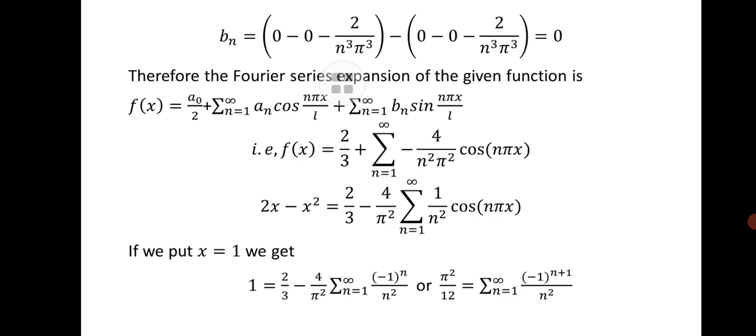Therefore the f of x series tends to 2x minus x squared equal to 2 by 3 minus 4 by pi squared summation n equal to 1 to infinity of 1 by n squared cos n pi x. If you put x equal to 1, the series tends to summation n equal to 1 to infinity of minus 1 to the power of n plus 1 divided by n squared, equal to pi squared divided by 12.